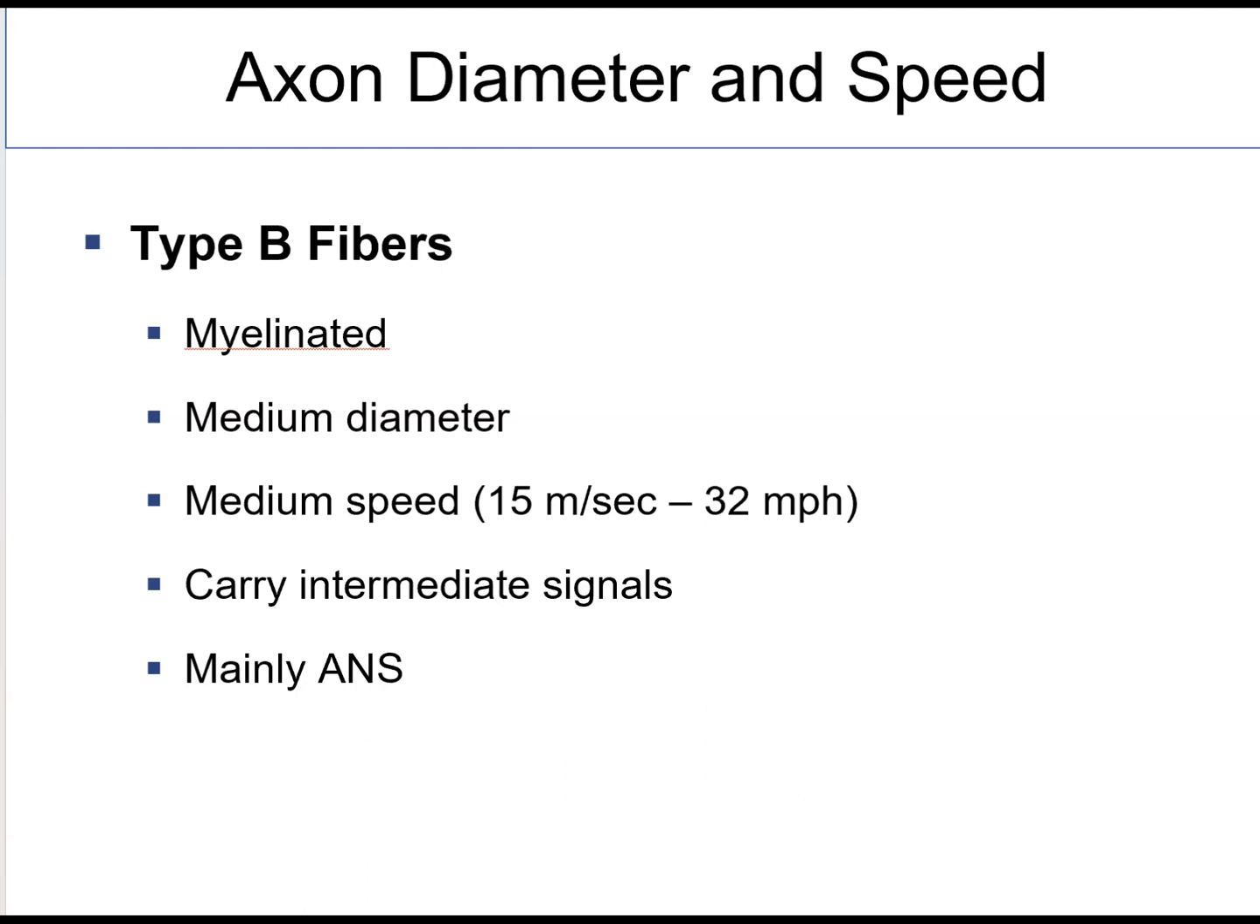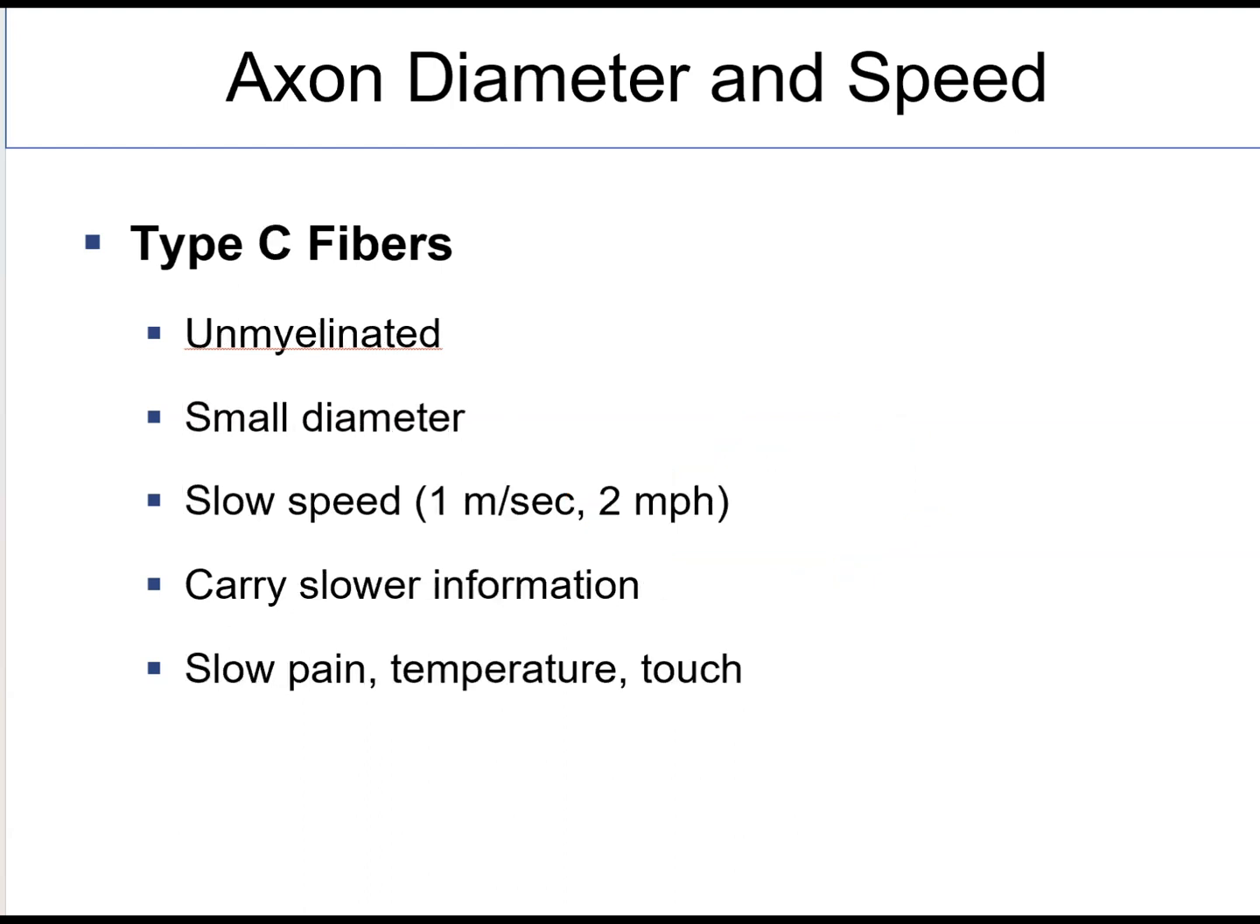Now our type B are the intermediate. So they have some myelin, not as much as the A. They have a medium diameter. They're smaller than the A, but bigger than the C. So they're a medium speed, about 32 miles per hour. Now you don't have to memorize the miles per hour. I'm just showing you how fast these things are. So even though this is slower than an A, 32 is still pretty quick. These mainly carry information for our autonomic nervous system. Remember, taking information to our cardiac muscle or to our smooth muscle of our digestive organs.